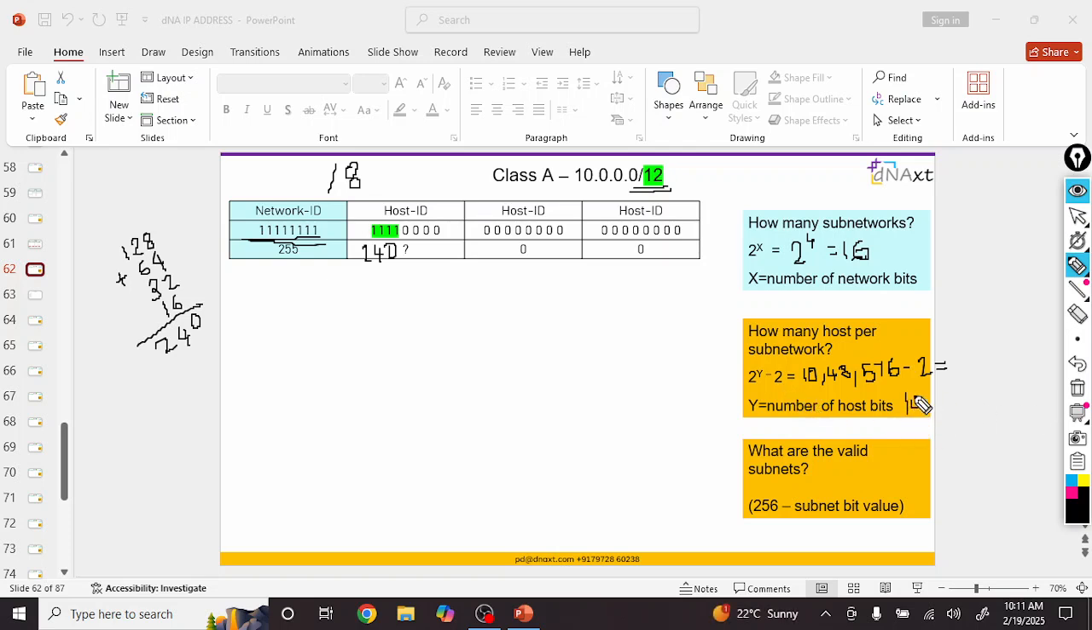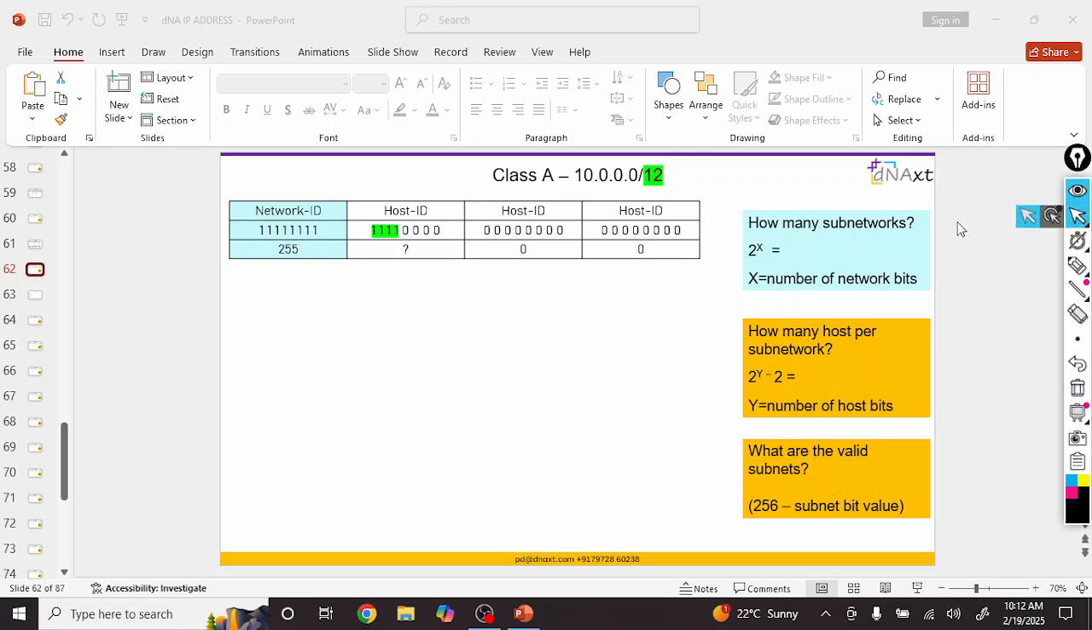So the valid hosts that you can accommodate in each subnetwork will be 10,48,574. What will be the increment in this case? That is 256 minus the subnet mask value, which is 240 over here. So the increment of 16 will be there in /12. So let's write down those 16 IP addresses, and let's discuss them one by one.